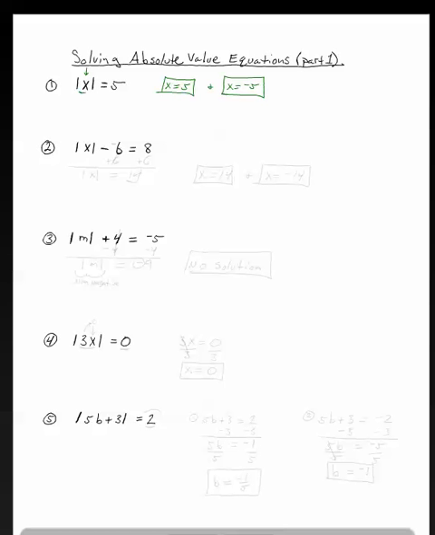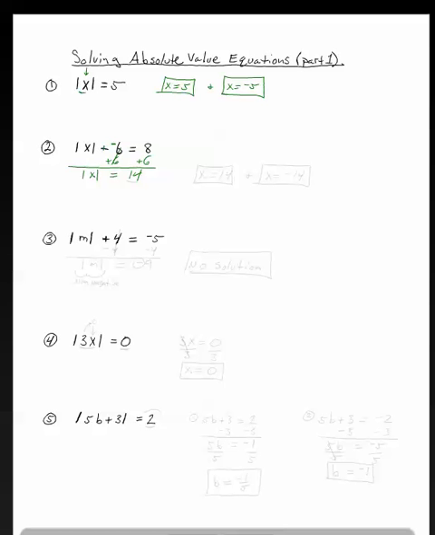In example number 2, we know that we have to isolate the absolute value first. So the first thing I would do is change this subtraction to addition of the opposite sign. And I can see now that I need to get rid of this negative 6, so I would add 6 to both sides. And that gives me the absolute value of x. 6 plus negative 6 cancels. And that equals 8 plus 6, which is 14.